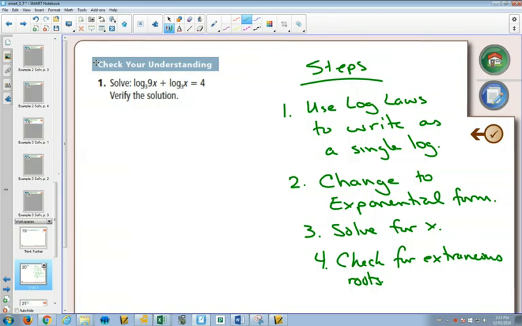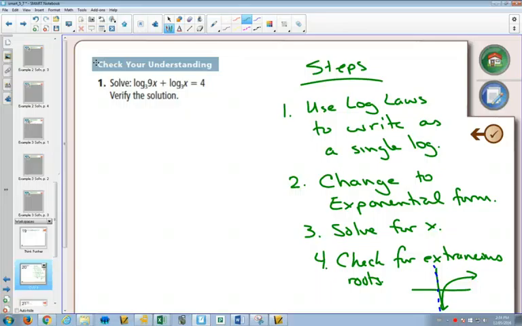Because if you think about what the graph of a log looks like, you can't take the log of a negative number or a 0. Any log graph looks like this, right? And its domain has an asymptote right there at x equals 0, and you can only take logs of positive numbers. So if you get an answer for x that happens to be a negative number, you're going to find out that that's an extraneous root. And we're going to see some examples of that.